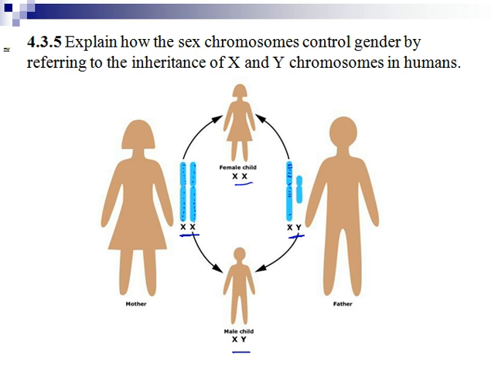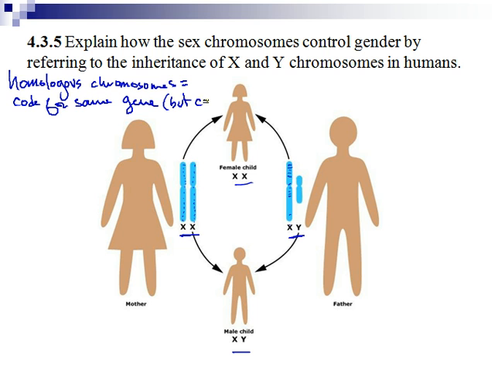Now, I just want to review very quickly the definition of homologous chromosomes. So these are chromosomes that code for the same gene, but can be, they don't have to be, but can be different alleles. And for each person, one came from his or her mom, and the other one came from his or her dad. So one of these X chromosomes in this woman came from her mom's egg, and the other X chromosome came from her dad's sperm. For this male, this X chromosome came from his mom's egg, and the Y came from his dad's sperm.